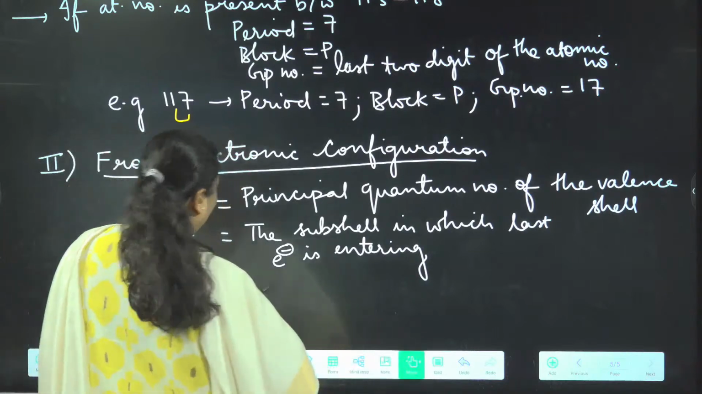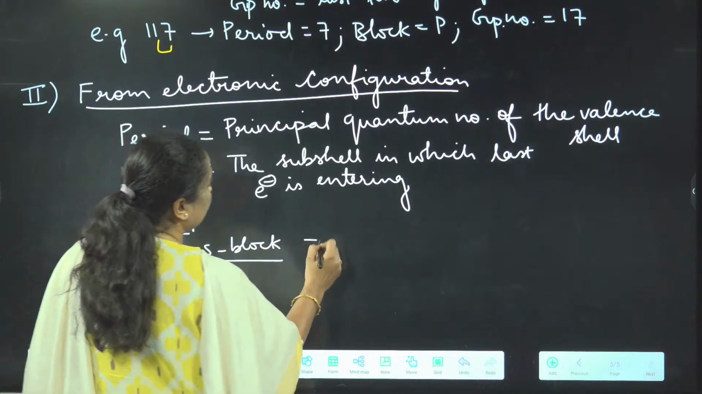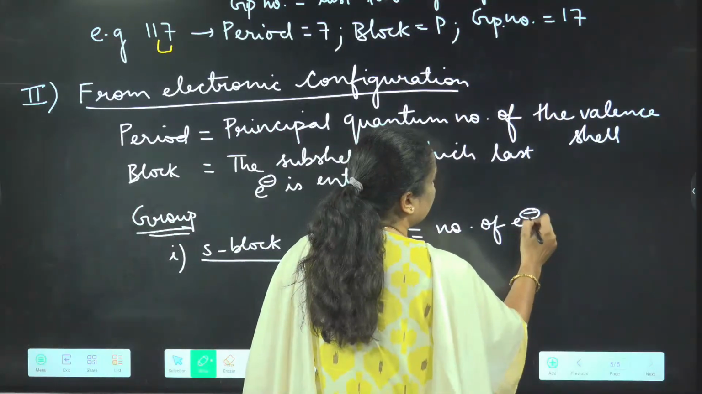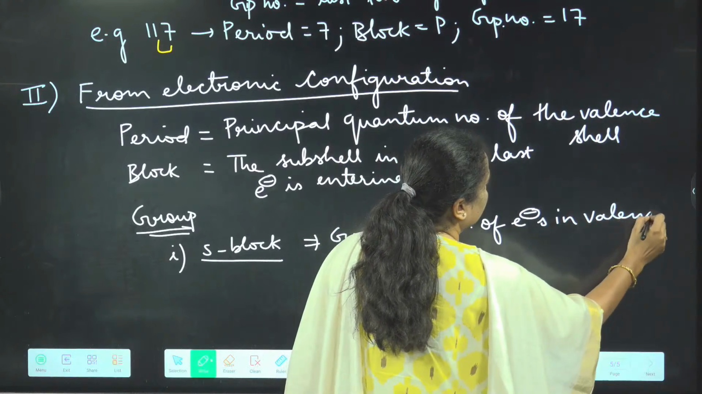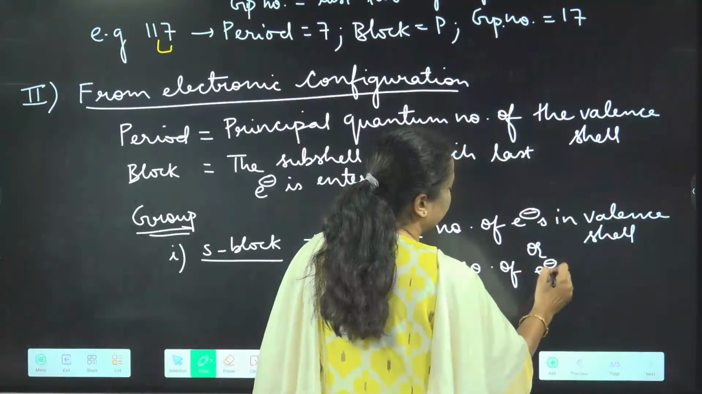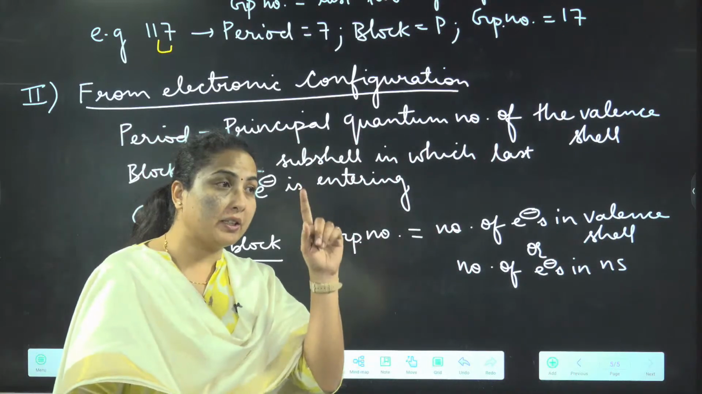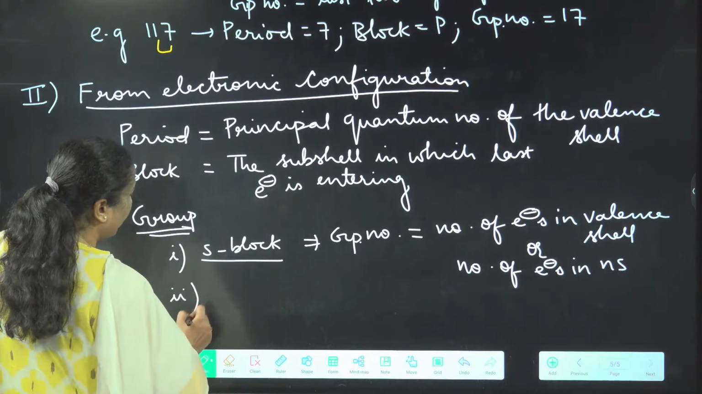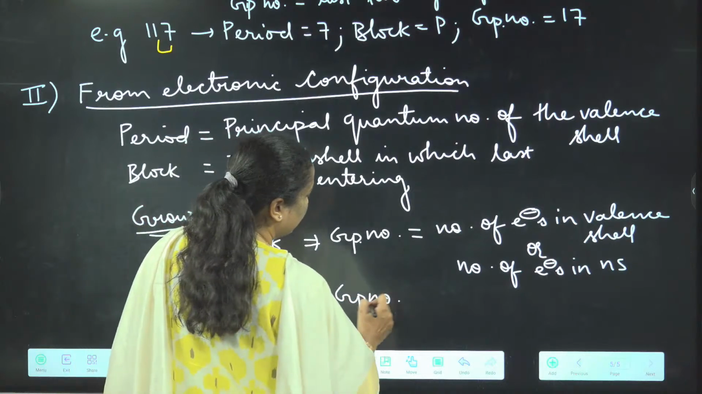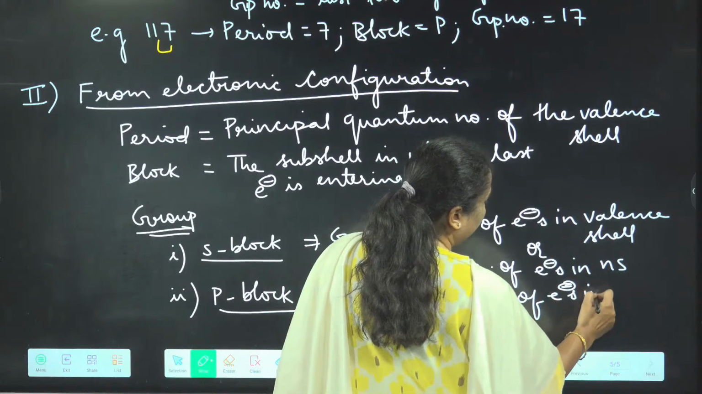Okay. So for groups, if at all we have already determined that it is S block. So for S block, group number is given by number of electrons in valence shell, that means the outermost shell, or else we say that the number of electrons in NS. N stands for the principal quantum number of the valence shell. Okay. Now, if at all we are having P block, so for P block, we can predict the group number as 10 plus number of electrons in valence shell.